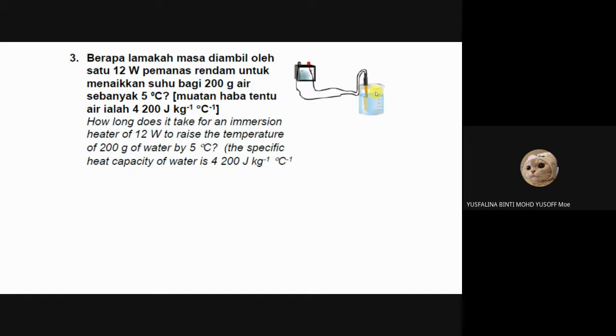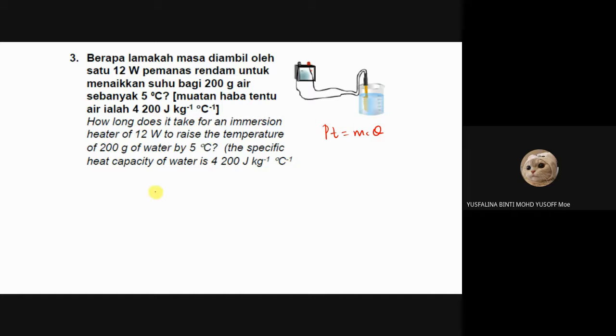And then equals to mc theta. mc theta is the heat energy. So we use Pt equals to mc theta. Okay, so let's say the question asks what is the assumption that you made here. So the assumption is there is no energy loss to the surrounding. There is no heat loss to the surrounding. Okay, so t is 350 seconds.